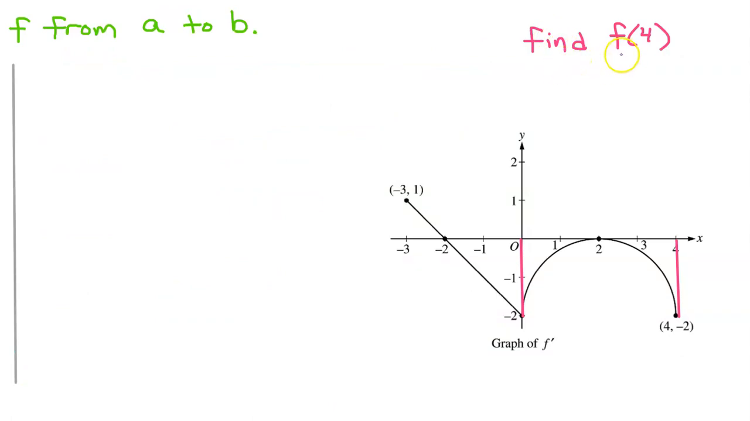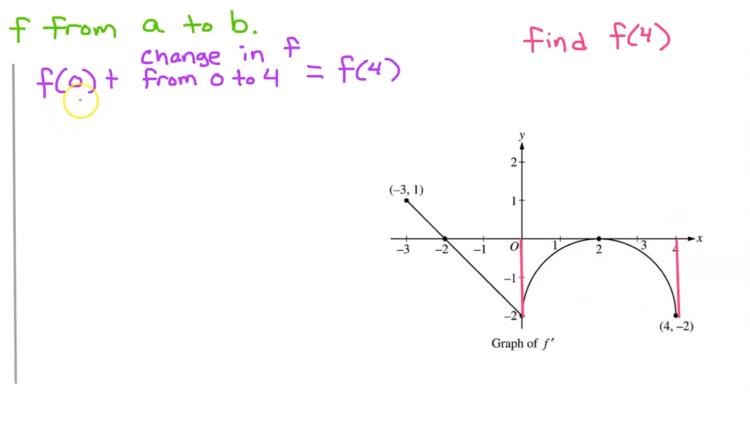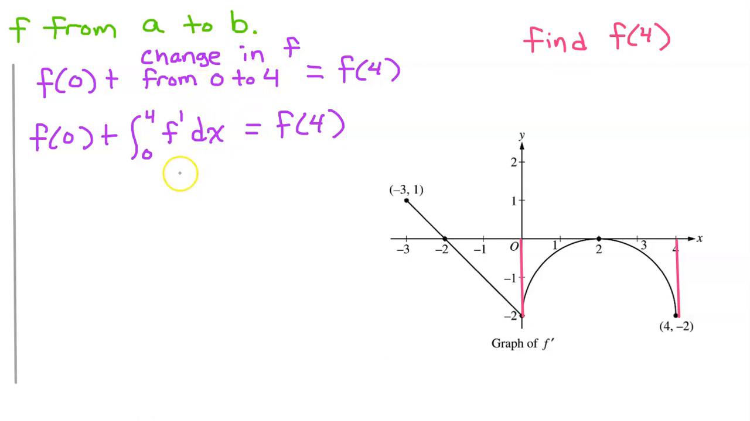To find the value of f of 4, let's set up an equation involving a starting value, an ending value, and the change in between. If you take the starting value f of 0 and add the change in f from 0 to 4, you should get the value of f at 4. Just remember that the change in f from 0 to 4 is the same as the integral of f prime from 0 to 4. So we have this equation. We already know that f of 0 is 3, so we just need to find the value of this integral.